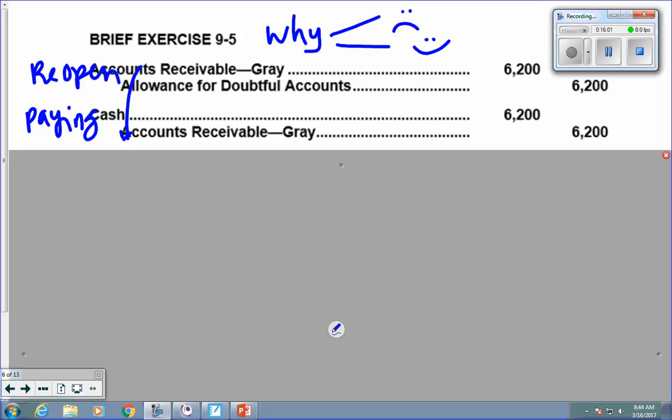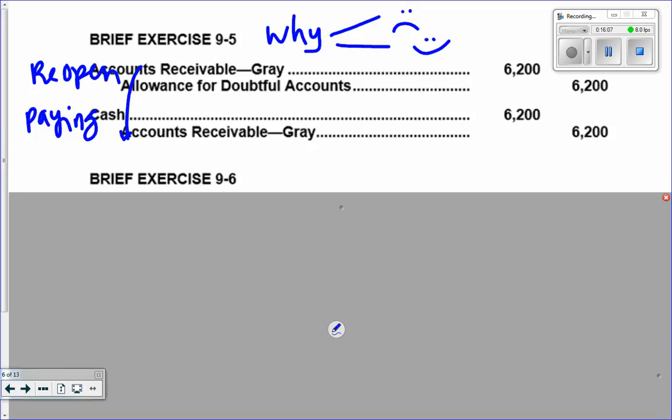On to the next part, page 453. Where are we? Maybe that's it. Yes, okay, 9.6. If our company elects to use a percentage of sales basis, and they have someone that's decided that over time, 2% of our net credit sales will be uncollectible.